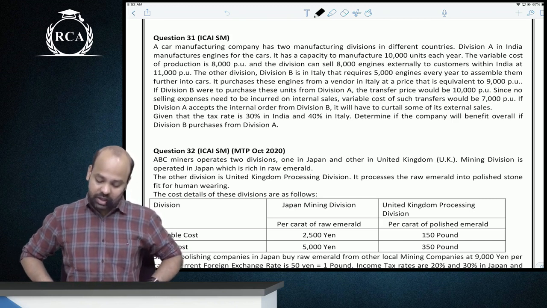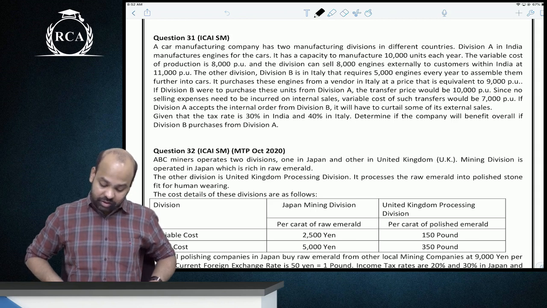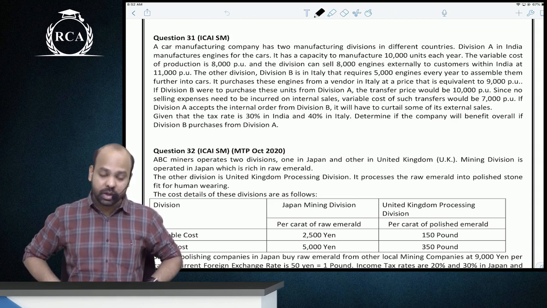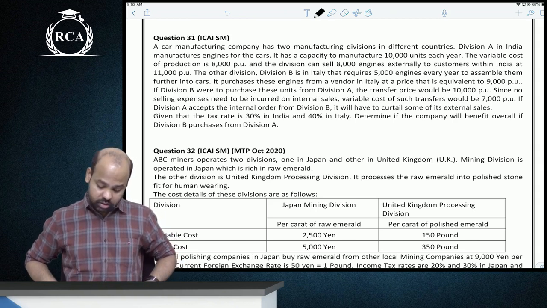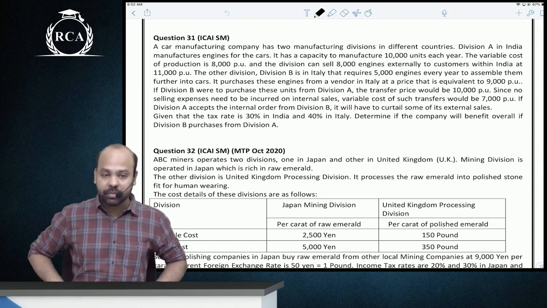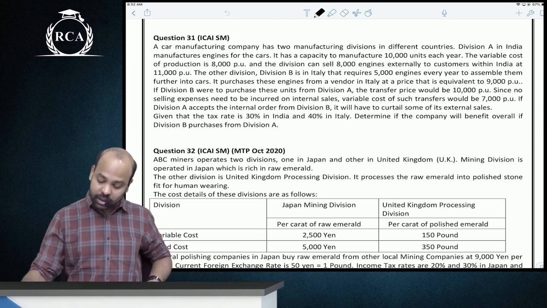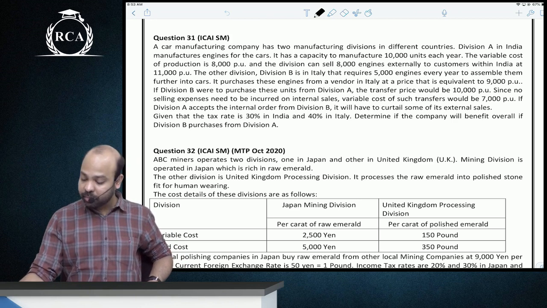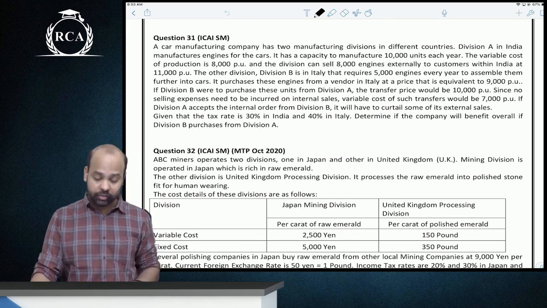Variable cost of such transfers would be 7,000 rupees per unit. If division A accepts the internal order from division B, it will have to curtail some of its external sales. Given that the tax rate is 30% in India and 40% in Italy, determine if the company will benefit overall if division B purchases from division A.